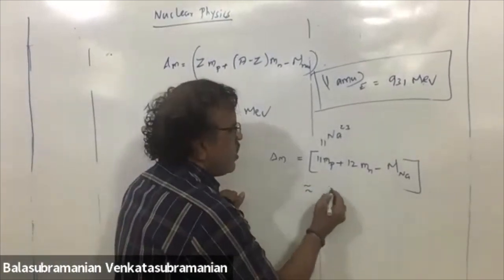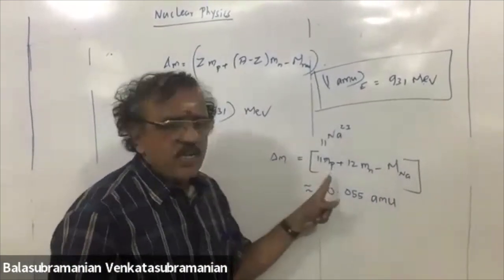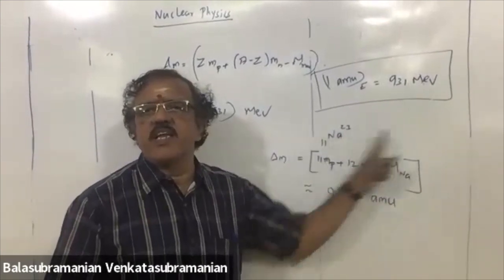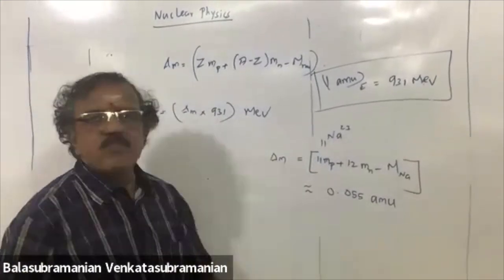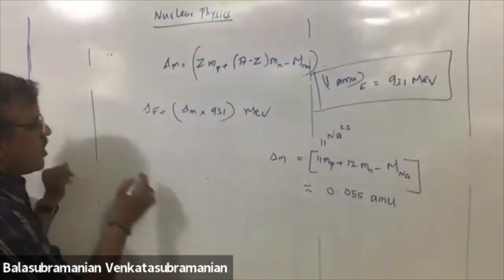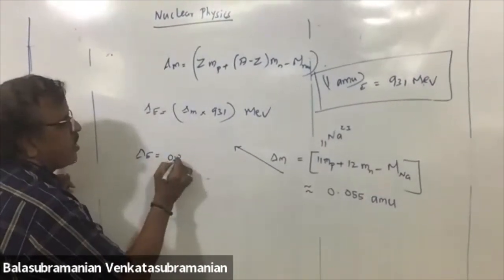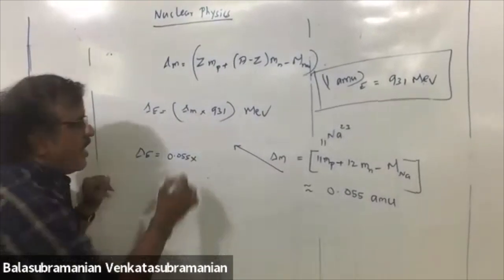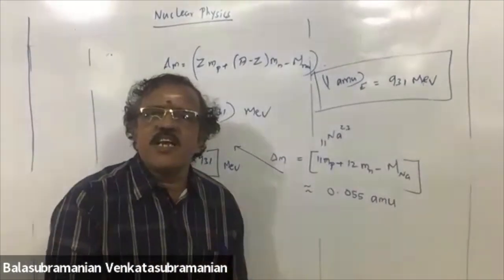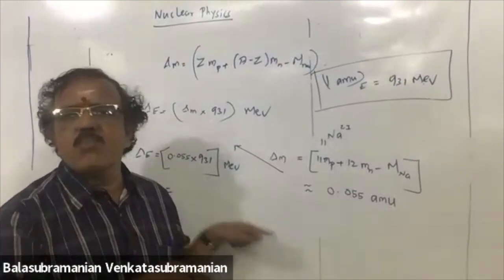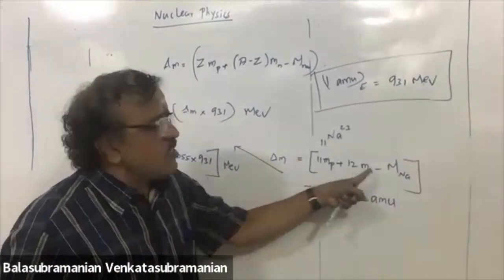Say you are getting around 0.055 AMU. Everything is in AMU, then we can calculate. 0.055 AMU, you are getting delta M. Binding energy, I want to calculate. What is binding energy? Delta M 0.055 into 931 MeV multiplied. This is the energy required. You will get some value in MeV, no?